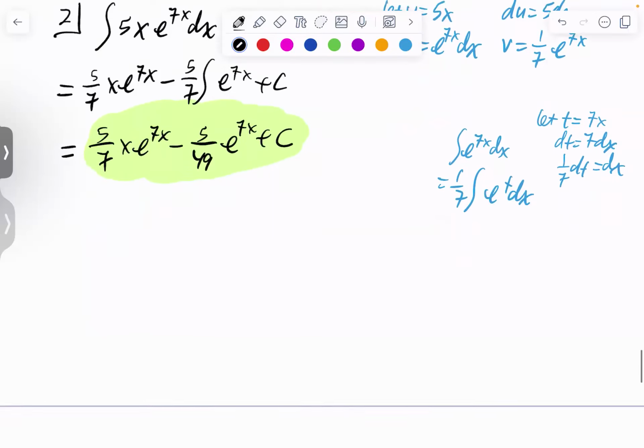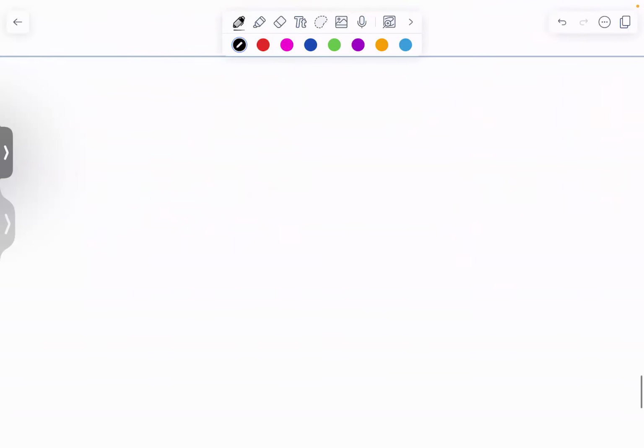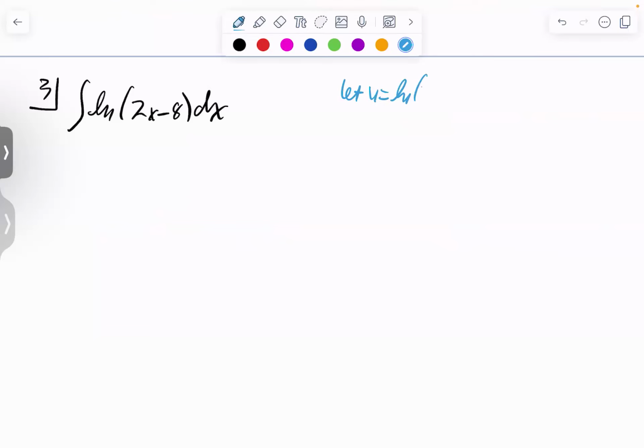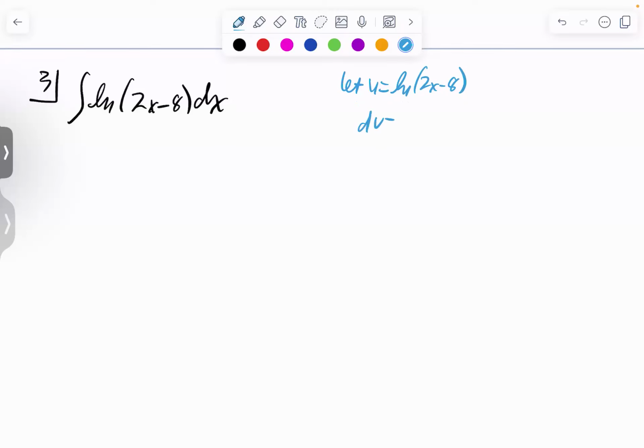All right. Next up, number 3. The integral of the natural log of 2x minus 8 dx. Now, in this case, I only have one function, so there's no guesswork here. u is the natural log, and dv is just dx. Nowhere else to go with that.